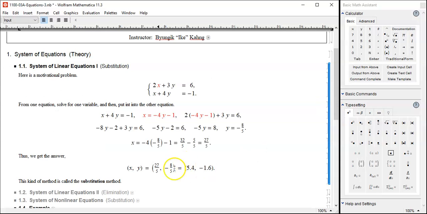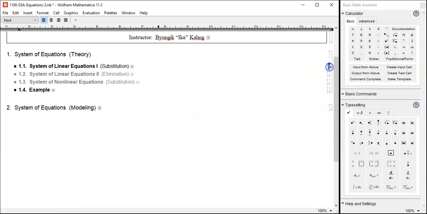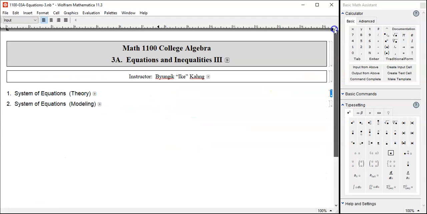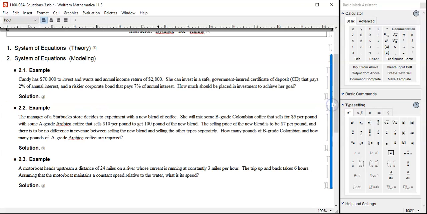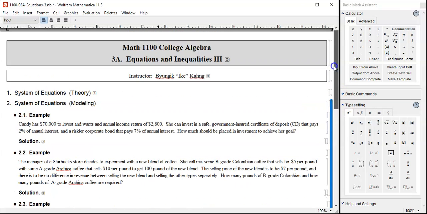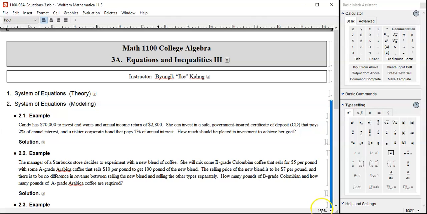Still, our focus of attention is this one. The system of linear equations using the substitution method. Okay? Ready? Let's go to some modeling problems. And here we go. Can everybody read it?